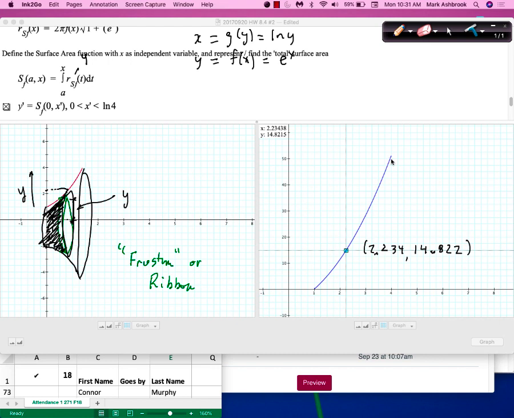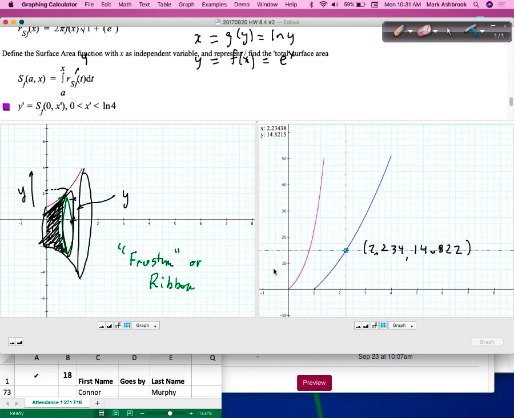So let's turn it on. So this is according to x now. X starts at 0, different function, but by the time it gets to the final x value, the total surface area is the same. It's the 51 point something. So this is that surface area function in terms of y from 1 to 4, and then x from 0 to ln of 4. Same final surface area shown by the y value of this graph.